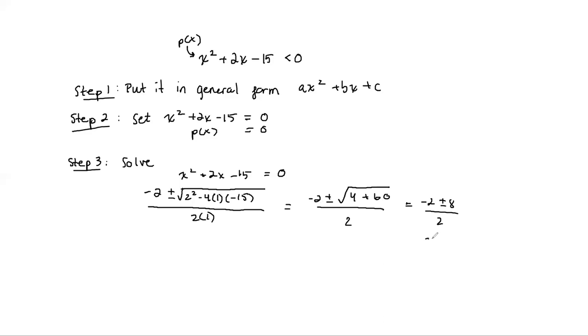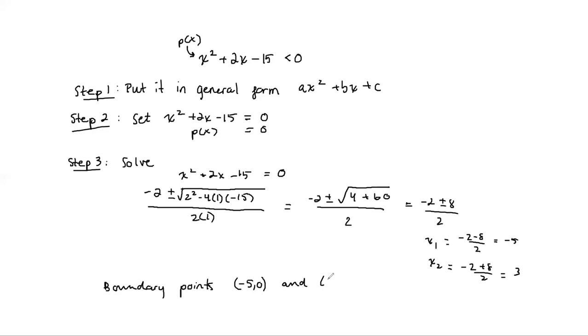So we have 2 values, x1 and x2, where x1 is minus 2 minus 8 over 2, and x2 is minus 2 plus 8 over 2. So here I have minus 10 over 2, which is just minus 5. Here I have 8 minus 2, which is 6, divided by 2 is 3. So here are our values of x where p of x is 0, or we could also call them our boundary points. So the boundary points in this case are going to be minus 5 and 3.